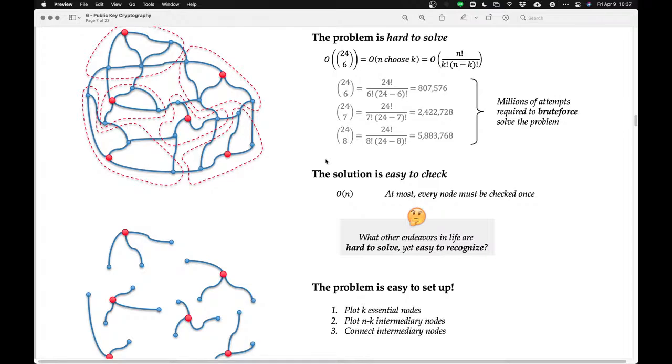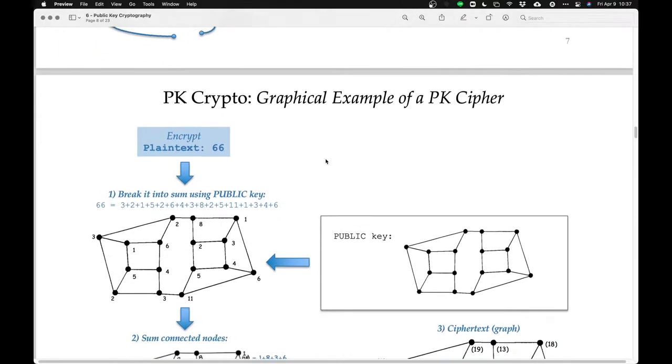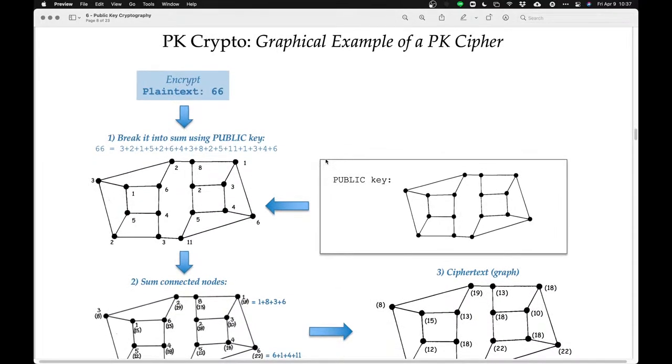Let me show you a couple of very simple public key ciphers. The first one is not a real public key cipher, but I hope it'll help you appreciate how they work. The second one will be an actual cipher, just an older one. The first example is a graphical example of encryption. It's not an actual encryption scheme as far as I know.